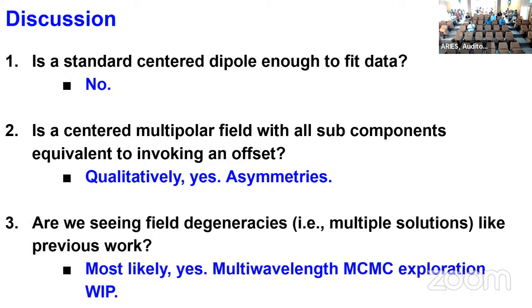And then the third point is, are we seeing field degeneracies like what they saw? And as I said, we have started producing gamma ray light curves now. So that's something which is work in progress.